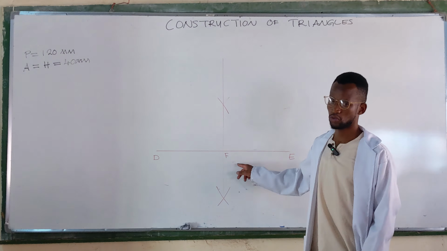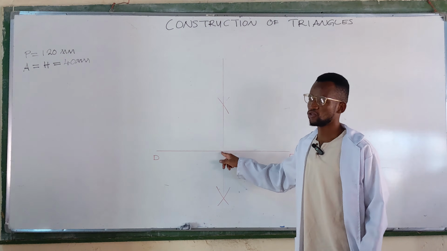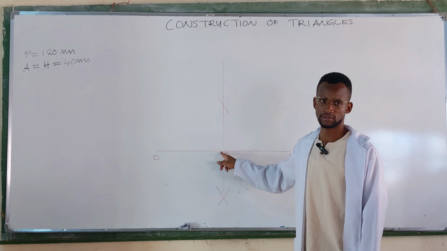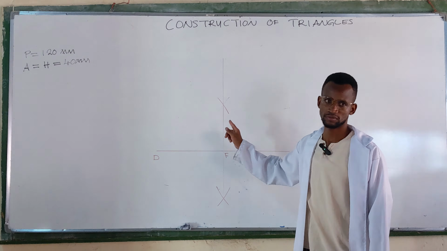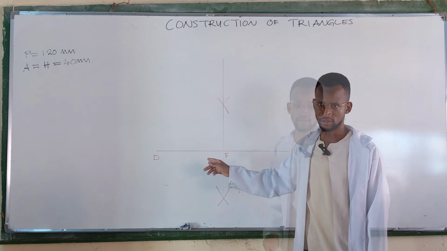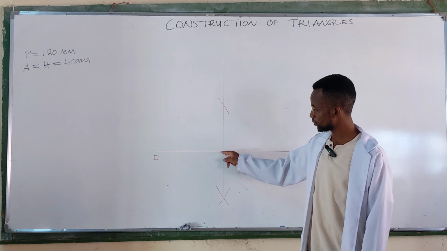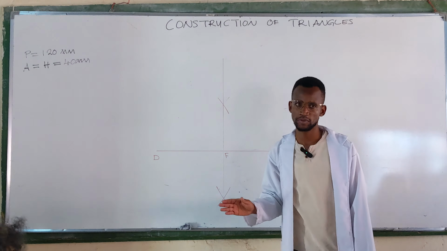After labeling your point F there, you measure your altitude or your height from point F along this line. What is the altitude? 40 millimeters. So from this point along this line, you mark 40 millimeters. That is where your point C will be.